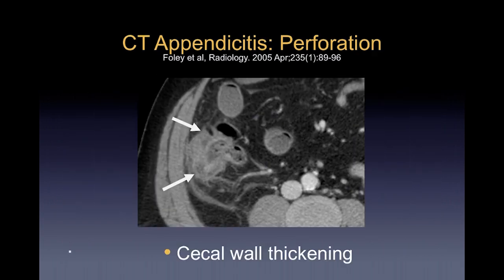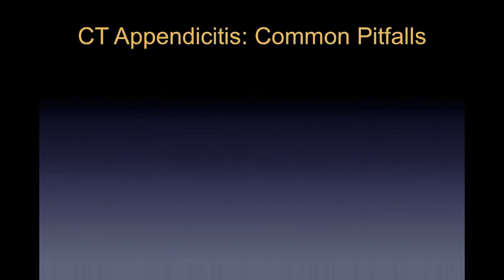There's the phlegmon. Cecal wall thickening, similar. So it just indicates severe inflammation in the area. So you start seeing wall thickening of the adjacent cecum. This is a sign that the patient may have perforated. The inflammation is severe.